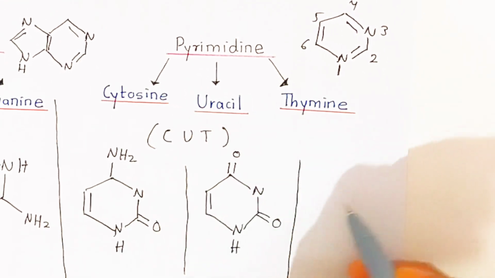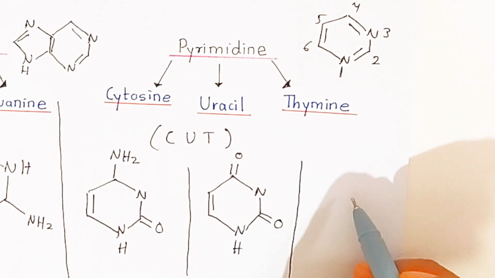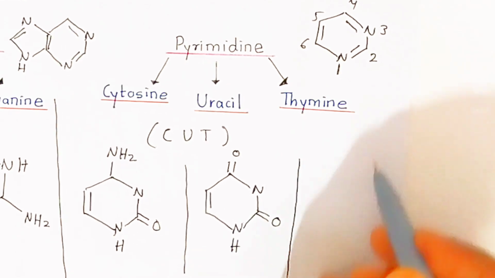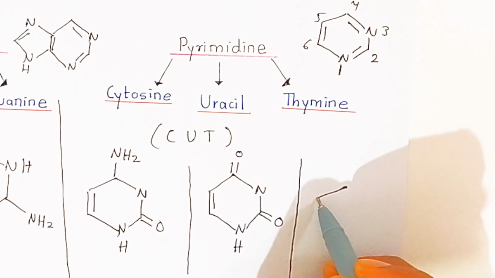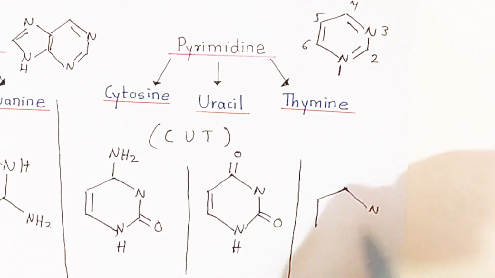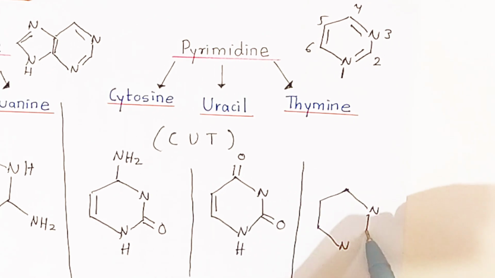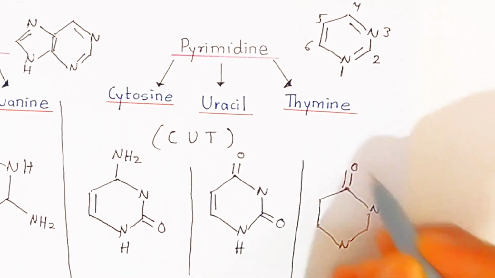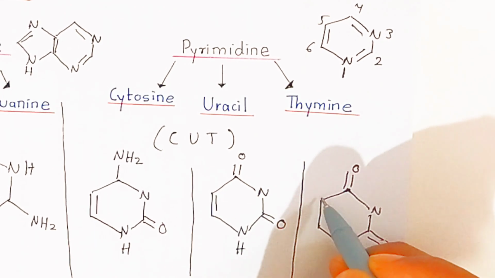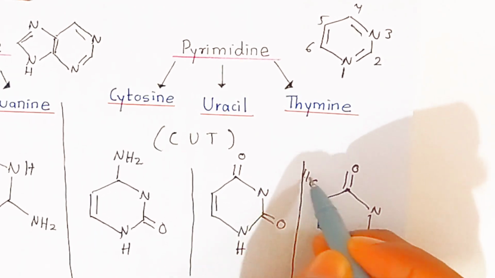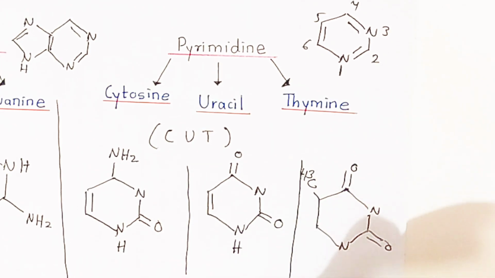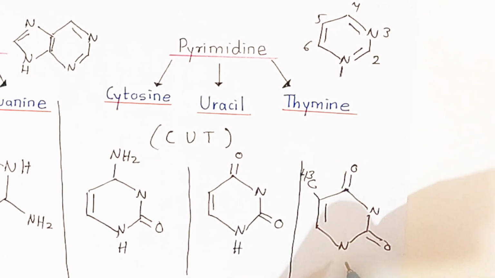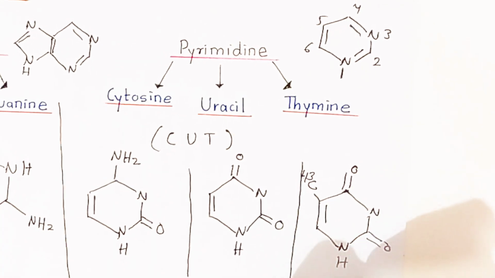Now come to the thymine structure, students. How to draw the thymine structure? Again, students, you have to draw the pyrimidine skeleton first. So this way you have to draw the pyrimidine structure. Now if you want to draw the thymine, here will be the carbonyl and here will be the methyl group, CH3. Okay, students. Other valency will be like this. So this is the structure of thymine.